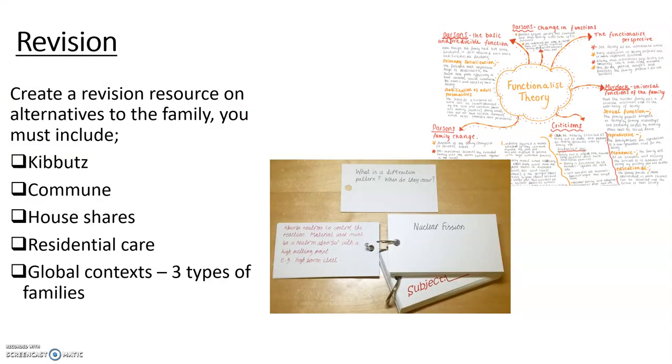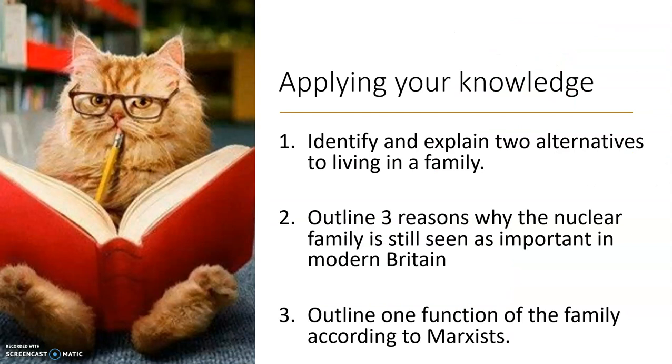So what I would suggest as revision would be to create a revision resource based on alternatives to the family. It might include some key things like what a kibbutz is, a commune is, house shares, residential care, but also how different families might be different depending on where they are in the world. So maybe try to incorporate some of that. Also it might be good to have a go at the following 3 questions.